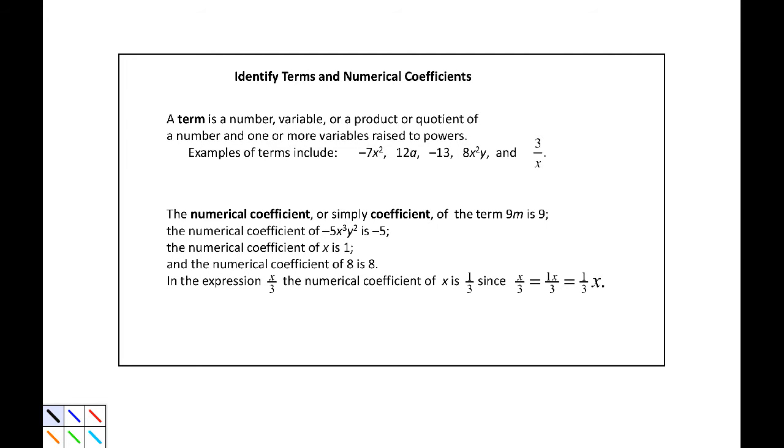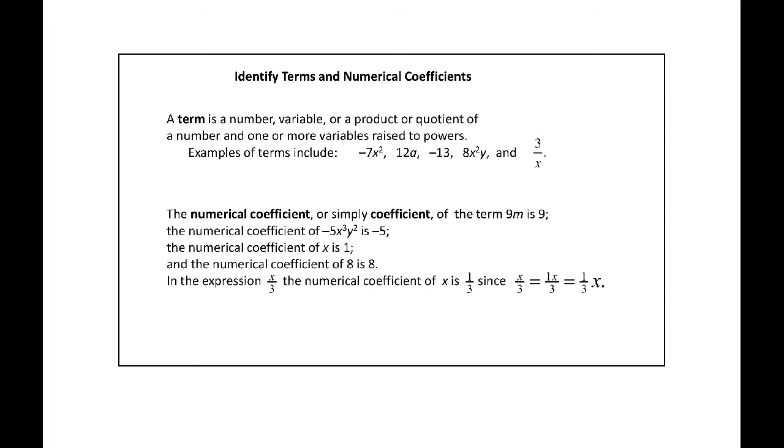Identify terms and numerical coefficients. A term is a number, variable, or a product or quotient of a number and one or more variables raised to powers. Some examples include negative 7x squared. There's one term. We have the term 12a, the term minus 13, the term 8x squared y, and 3 divided by x.